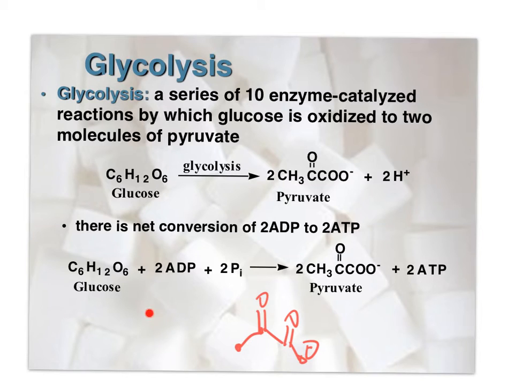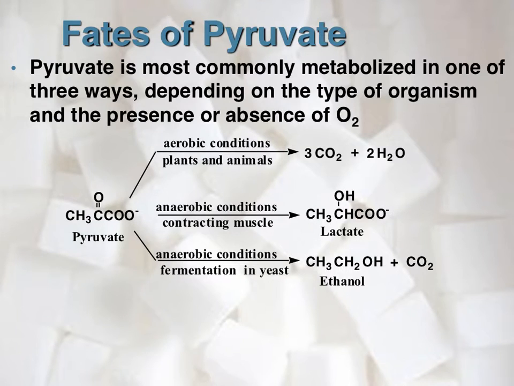But we start off, we have glucose, we have pyruvate. Overall, there's a net conversion of 2 ADPs to make 2 ATPs. So once you have pyruvate, there are 3 possible fates. I think this is the one that's boxed on yours. And it depends on the organism and the conditions with which the pyruvate is synthesized, or the conditions that your body or the organism is in at the time.